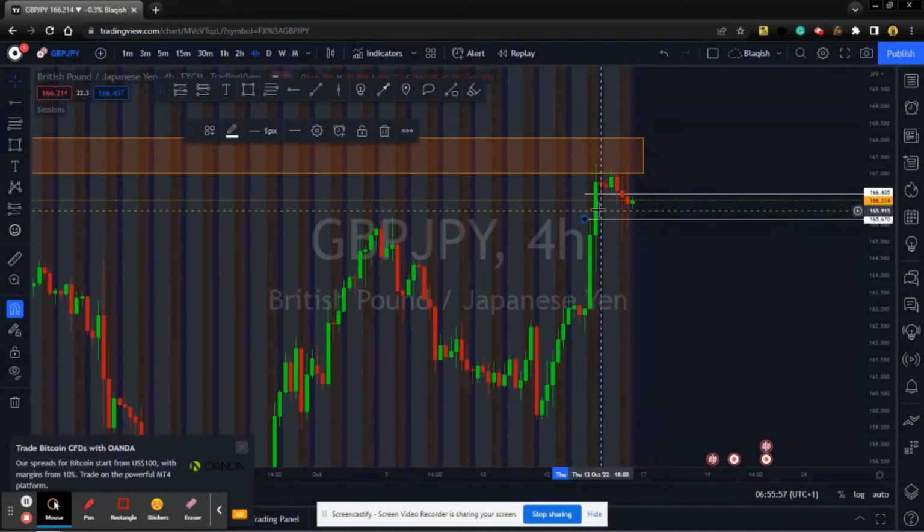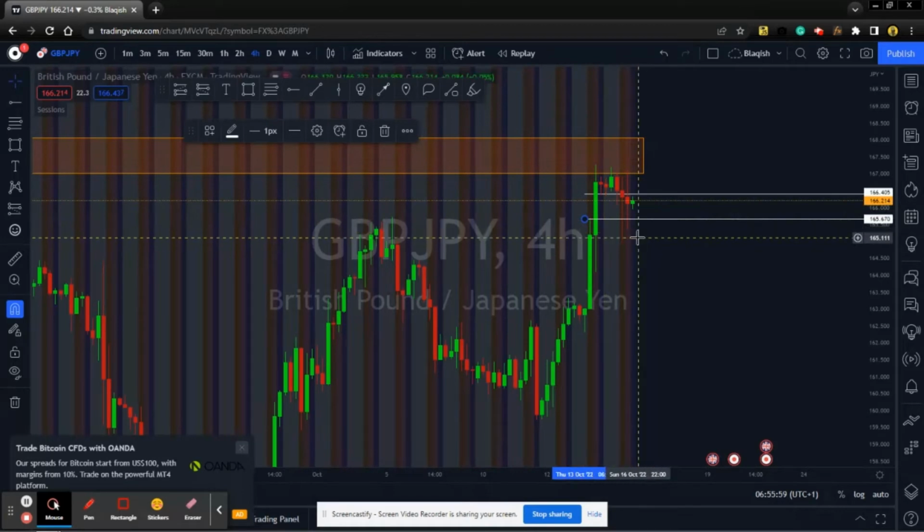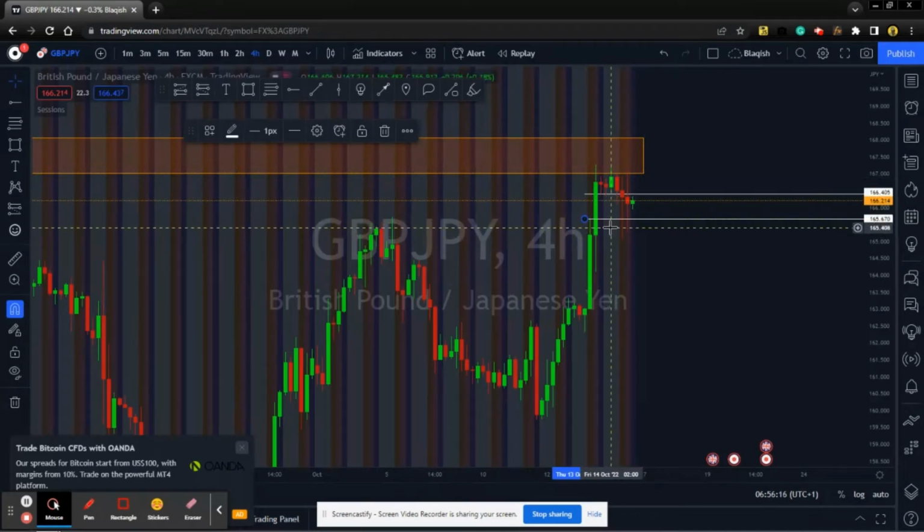So for your target, you only need the market to come and tag this and fill this imbalance. If the market fills this imbalance, that will be your take profit. You will enter around here, and you will only target the market to fill this imbalance, because remember, this market is in an uptrend.